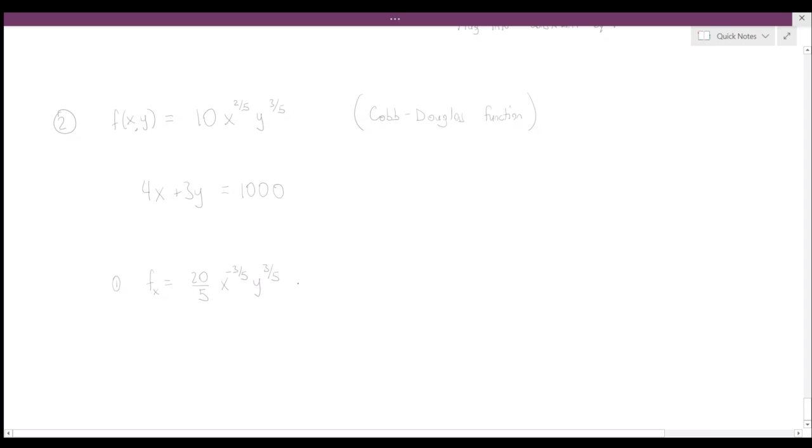Okay. And then let's simplify that. So 20 over 5 is 4. And what I'm going to do is, since I have a negative exponent on the x, I'm going to move it to the denominator. So we're going to have y to the 3/5 over x to the 3/5.